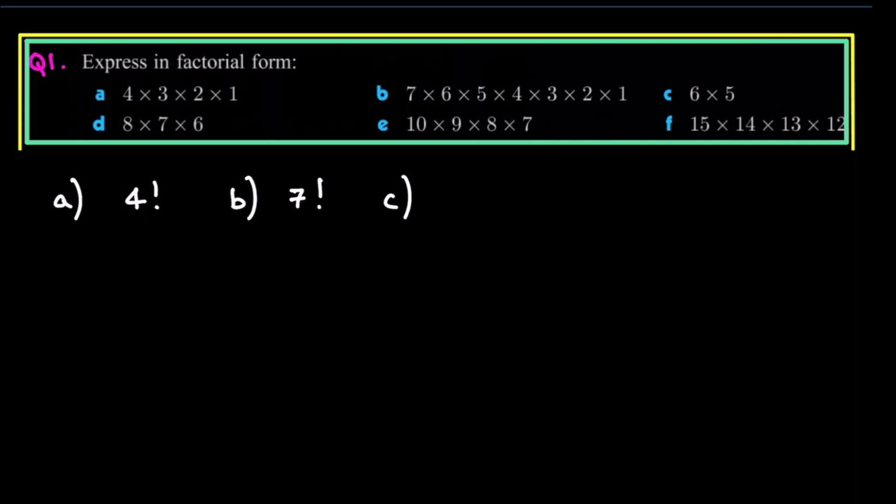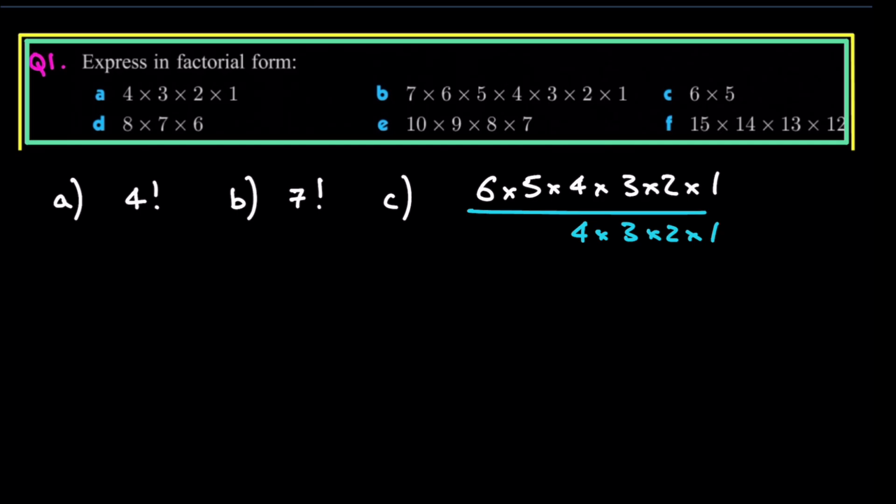Part C, now 6 times 5, this is an interesting one. So this would normally be 6 factorial, so it'd be 6 times 5 times 4 times 3 times 2 times 1, but there is no 4, 3, 2, 1. So what we want to do is divide that by 4 times 3 times 2 times 1. So expressing in factorial, that would be 6 factorial divided by 4 factorial, and that means that all of those would cancel out with all of these.